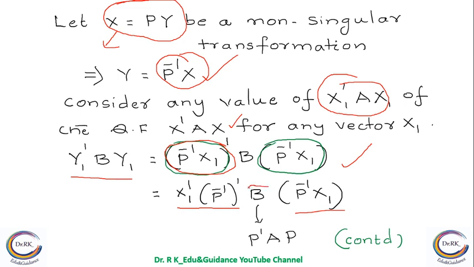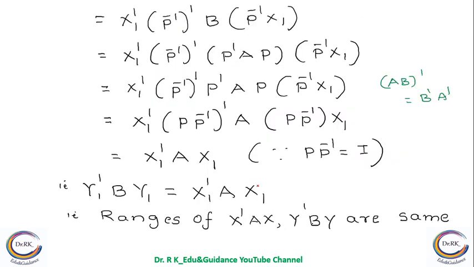But we know this B is nothing but P transpose AP, that we use. So this is what we had. So now we'll take P transpose AP in terms of B. Now what we got is x1 transpose P inverse transpose into P1. This we can take. And A P into P inverse x1.